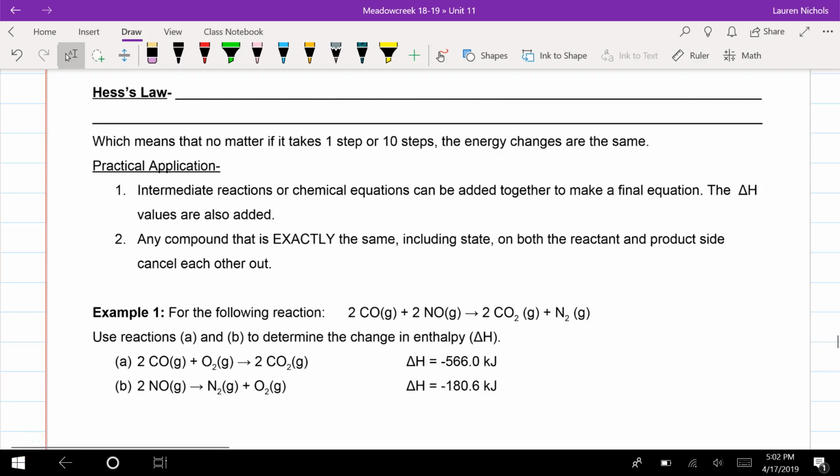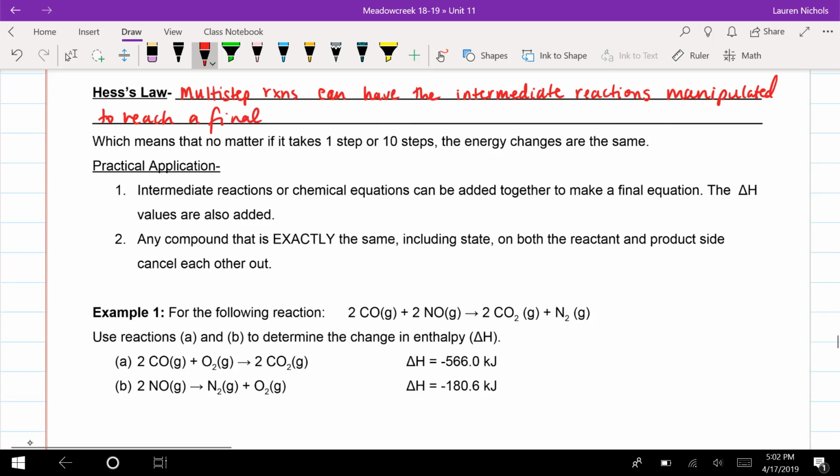Okay guys, so the last thing that we talked about was Hess's law. And Hess's law says that multi-step reactions can have the intermediate reactions, or the ones that are in between, manipulated to reach a final equation.